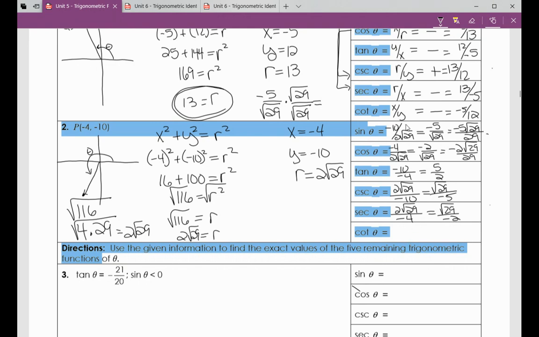And then cotangent is x over y. Cotangent is always x over y. So that would be negative 4 over negative 10, which reduces to positive 2 over 5. A negative divided by negative is a positive.